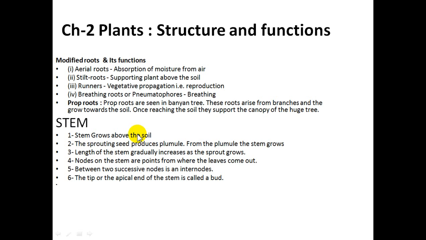Stem. Now we are going to start with a new topic, that is what is stem. Stem grows above the soil. We all know that stem is the aerial part of the plant. The sprouting seed produces plumule. From the plumule, the stem grows, from where the new baby plant started growing. That first leaves come, so that is called plumule. And from there, the stem also starts to grow. Length of the stem gradually increases as the sprout grows.